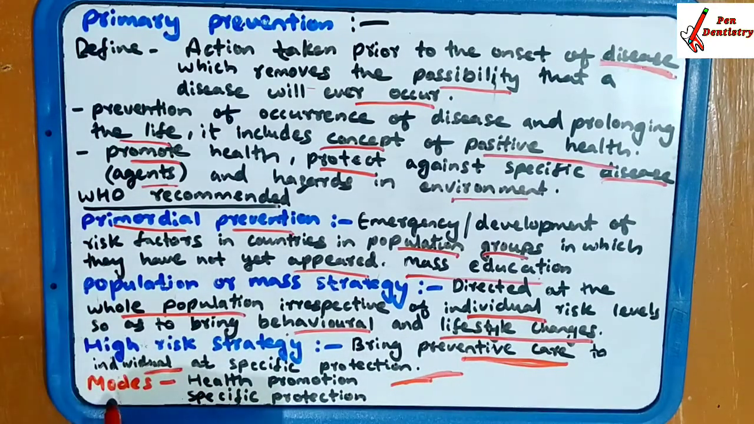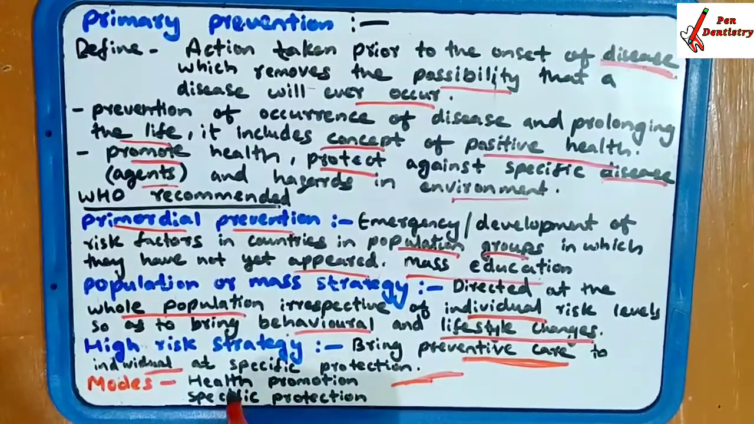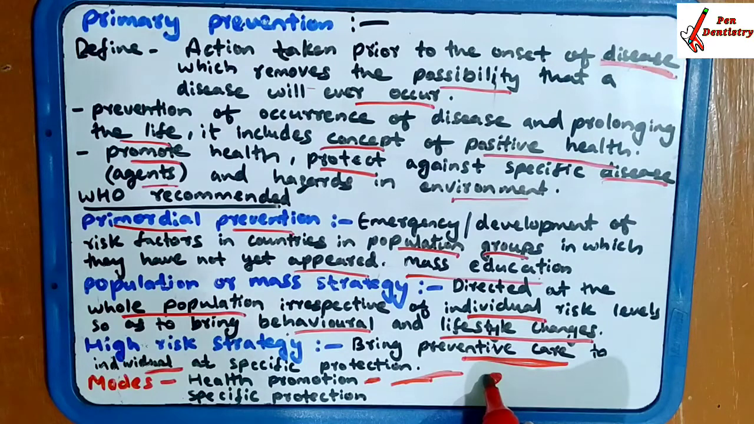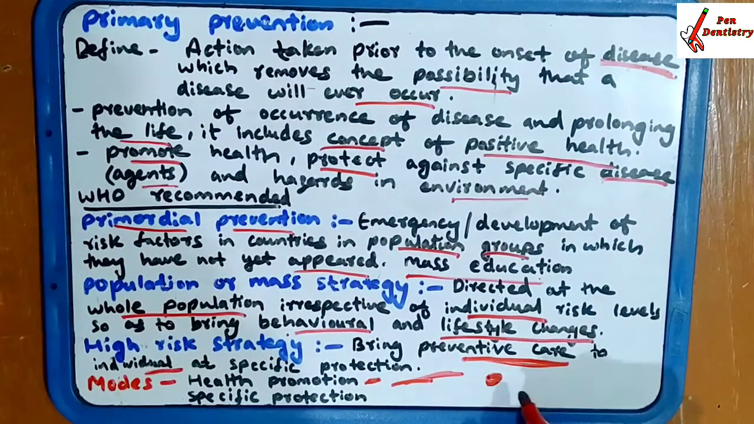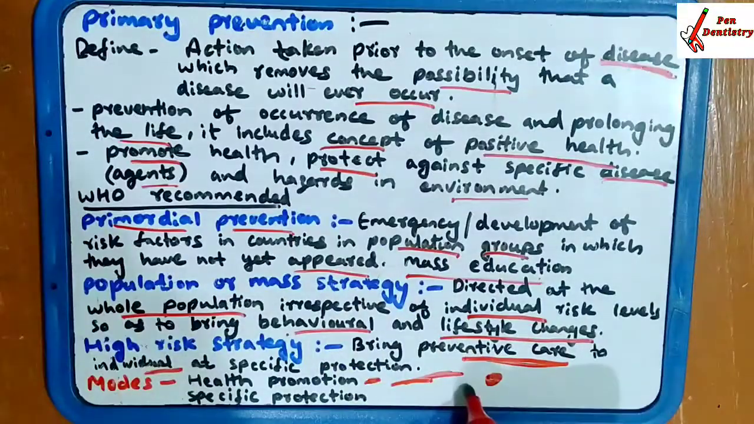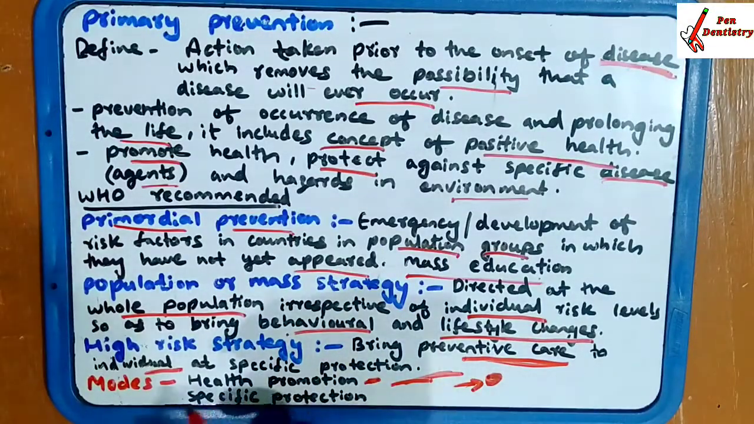The modes of primary prevention are health promotion and specific protection. Health promotion is the process of enabling people to increase control over and improve their health. That means it is not directed to particular diseases, but to health education, nutrition intervention or behavioral changes. It is not particular to that; it is wholly for everyone's health promotion.